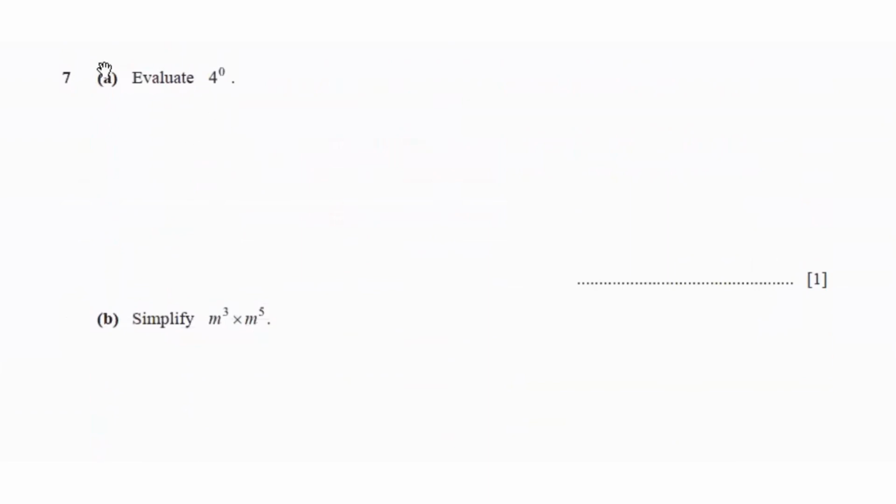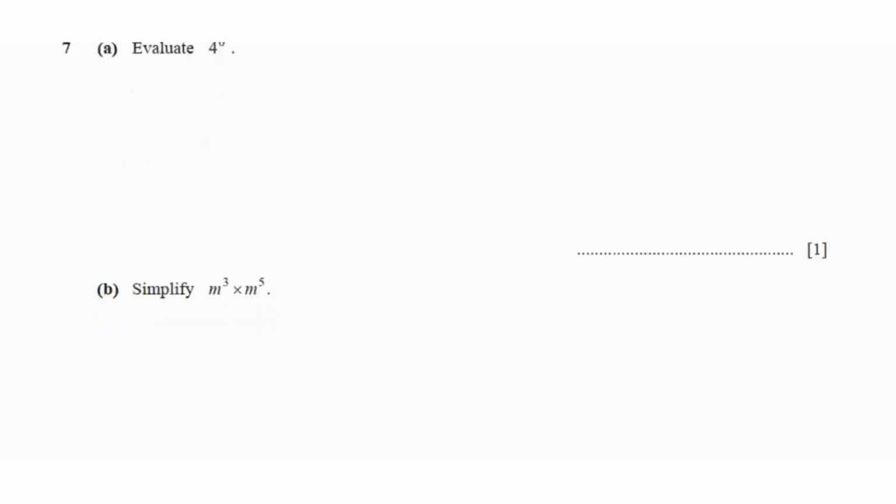Evaluate 4 to the power of 0. Anything to the power of 0, whether it's a variable, a number, or a fraction to the power of 0, will have the value of 1. So whenever you see something raised to the power of 0, that entire thing has a value of 1.